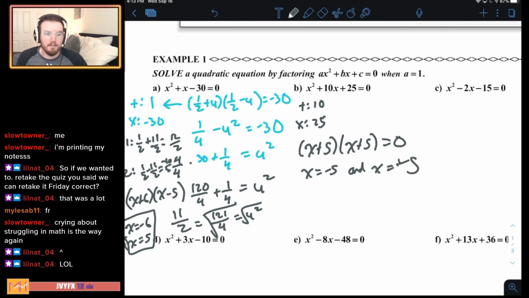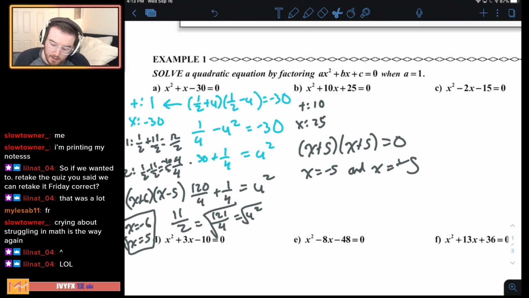So it just equals negative 5 twice. It really is that quick. Give me two numbers that multiply to 25 and add to 10. 5 times 5 is 25, and 5 plus 5 is 10. Boom. That's the answer. Negative 5. Twice. Okay?